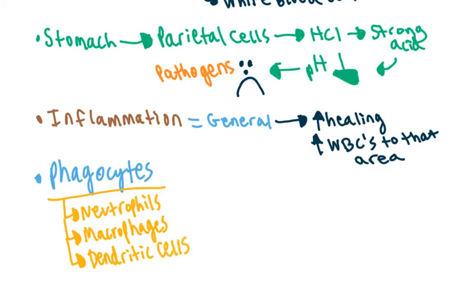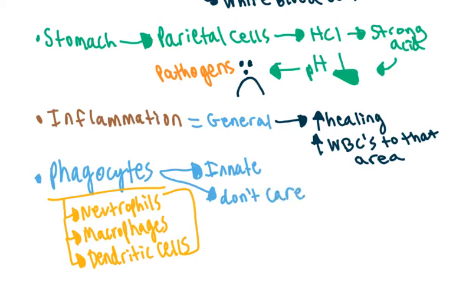Those are some of the most common phagocytes that we see, and these are part of the innate non-specific immune system, because they don't care about what pathogen they're destroying. They just try their best to destroy it via things like lysozymes and also reactive oxygen species. And so that's pretty much it.